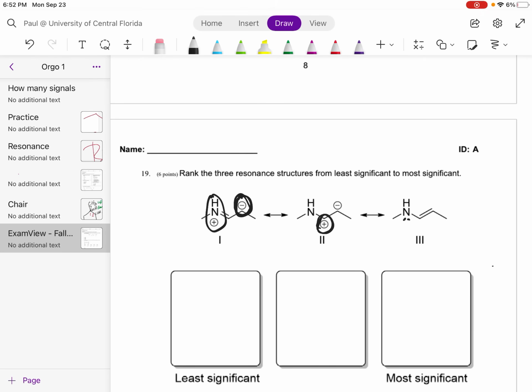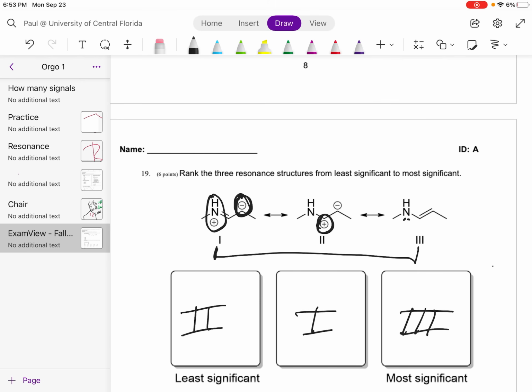And so from that analysis, just using rule number 1, we can say that the least significant would have to be molecule 2. Now to break the tie between 1 and 3, we go to the next rule and say, hey, the resonance structure with the least amount of formal charges is going to be the most significant. And so it would have to be that order.